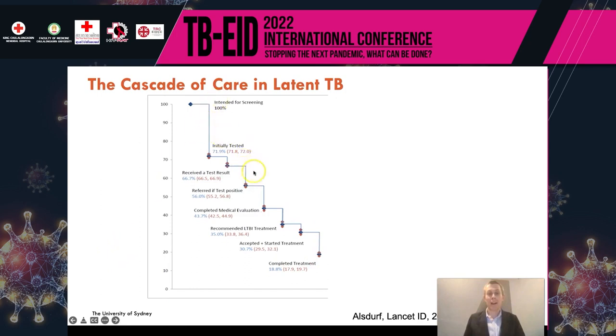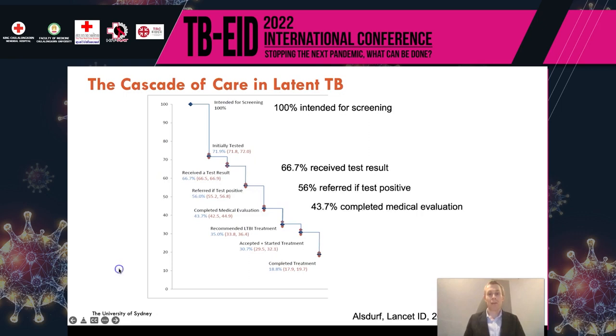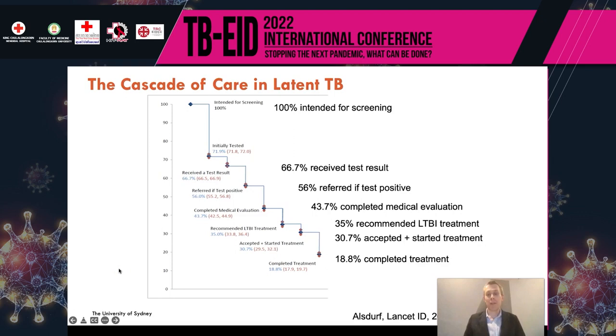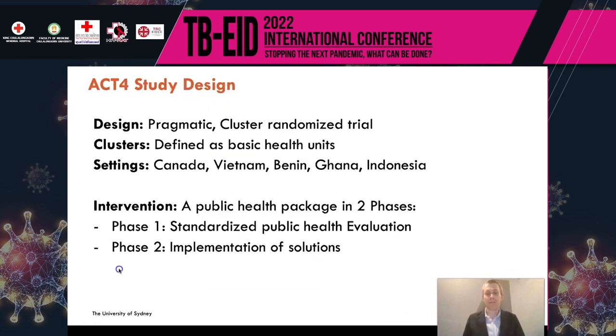So this cascade analysis demonstrates that at each of these steps, there are important opportunities to reduce the progression, to reduce the drop-off, and therefore increase the uptake of the treatment for latent TB infection. And so you can see, therefore, if we go right down, that just 18.8% of people at the moment, according to this meta-analysis of multiple studies internationally, completed treatment.